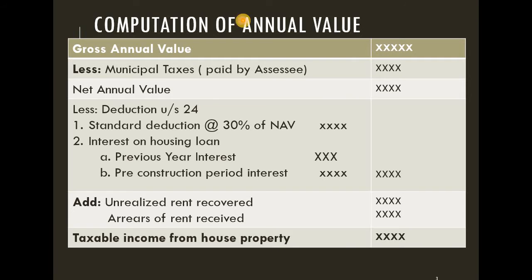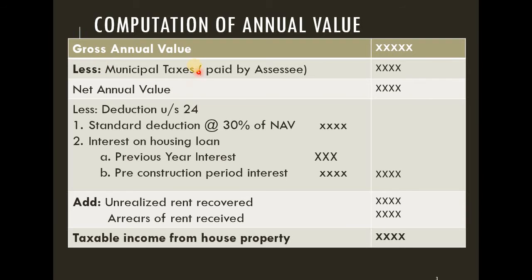So this is a format to calculate the annual value. Very simple format. First, what you have to calculate is the gross annual value. See, how to calculate gross annual value we have discussed in the first and second session. You can see my video on that, in which I have clearly explained how to calculate the gross annual value. Then once you arrive at gross annual value, we have to deduct the municipal taxes. So here we should be very careful.